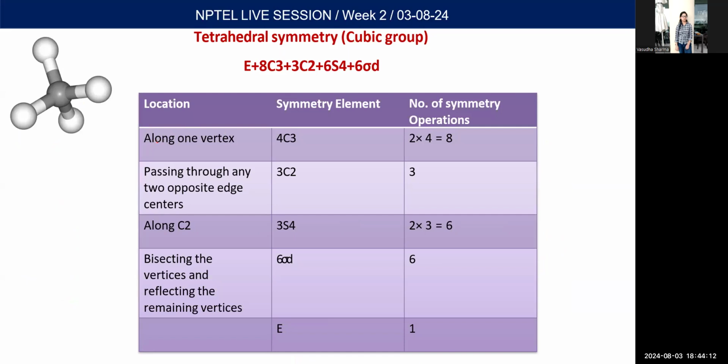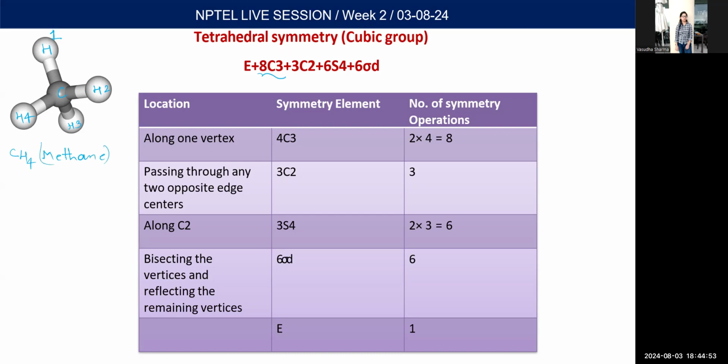So it's very simple. You need to see, in this tetrahedral we are having these elements. E, identity, is for sure there in every molecule. Now we need to find out how it is having 8 C3s. So basically, what is C3? If you see this molecule, this is a tetrahedral one, and I am taking the example of CH4, methane molecule, with C, H1, H2, H3, and H4.